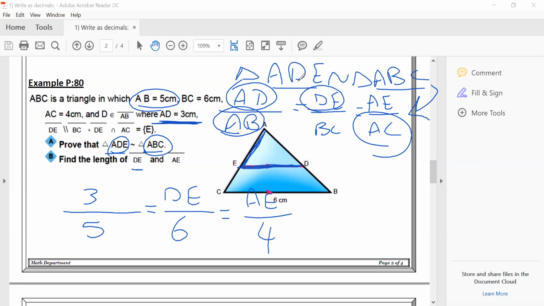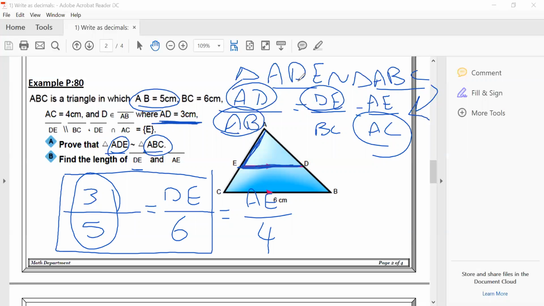Can you get DE? Yes, I can get it, because I have one completed ratio. So I can get it by cross multiplication. DE will be 6 times 3 divided by 5. And also take AE over 4 with 3 over 5, so AE will be 3 times 4 divided by 5. Okay, move to another exercise.